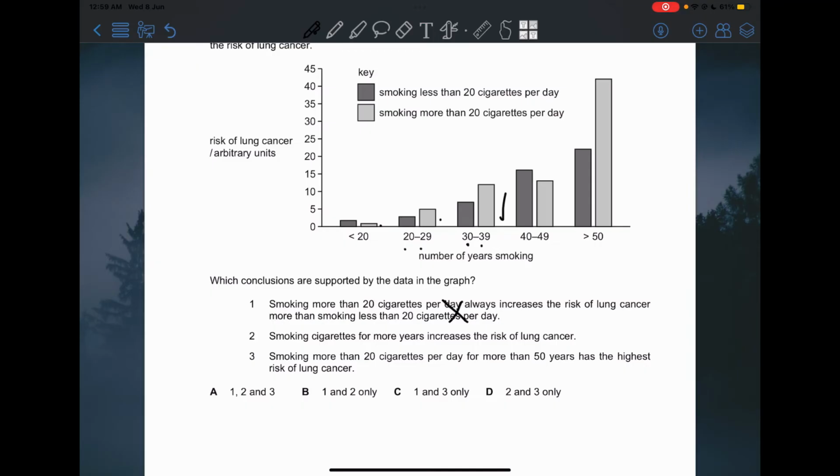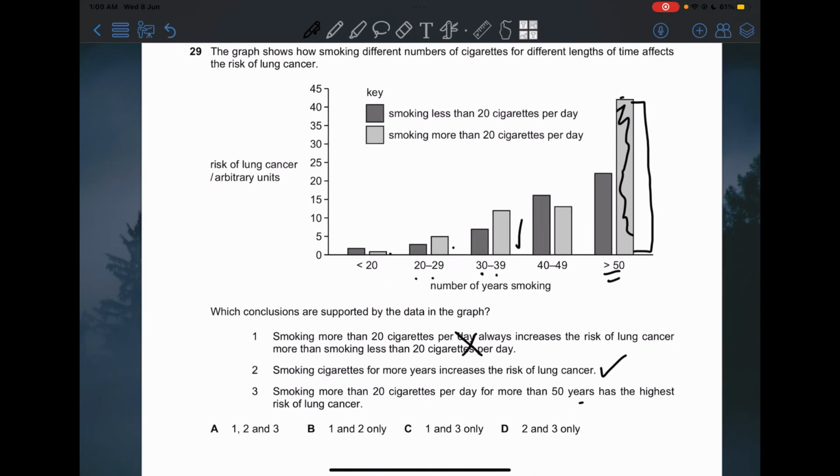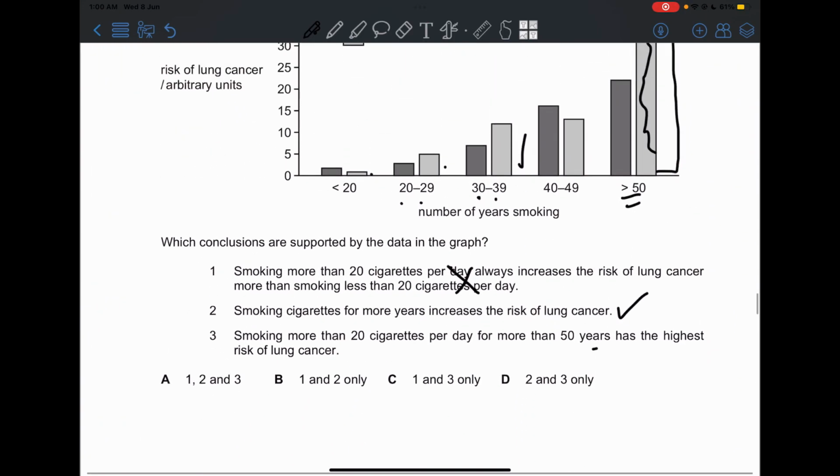So 2 is correct. Number 3, smoking more than 20 cigarettes per day for more than 50 years has the highest risk of lung cancer. Now, more than 20 cigarettes per day for more than 50 years. So that is here. Now, this is correct. This is the highest size of the bar graph. So this is correct. So our answer is going to be D.